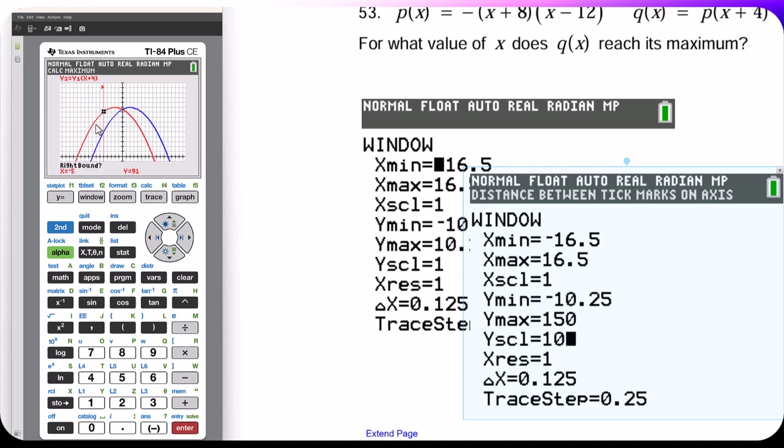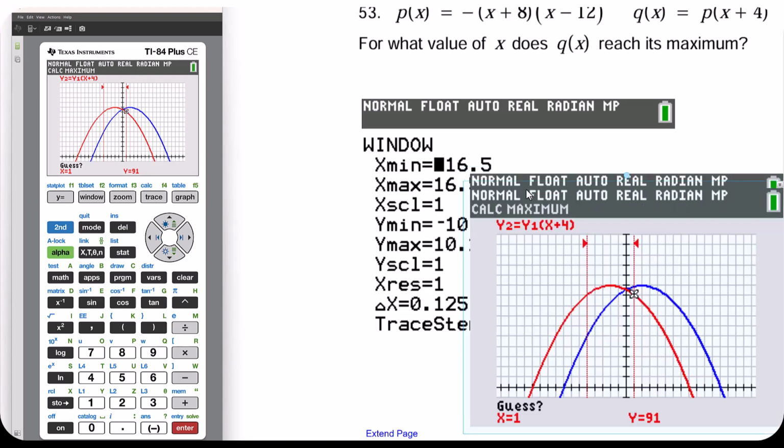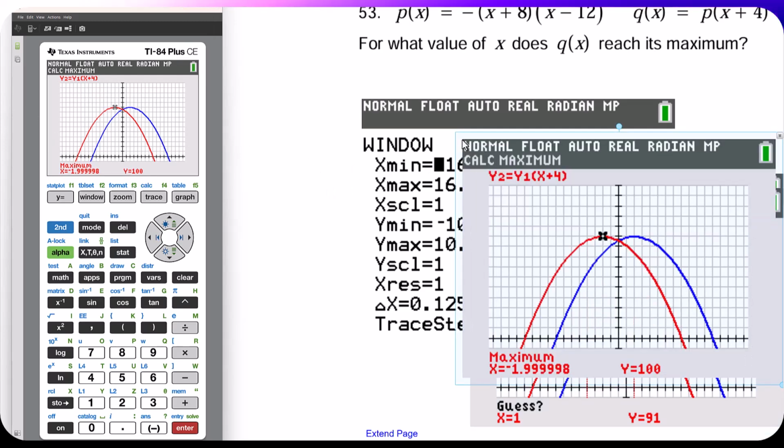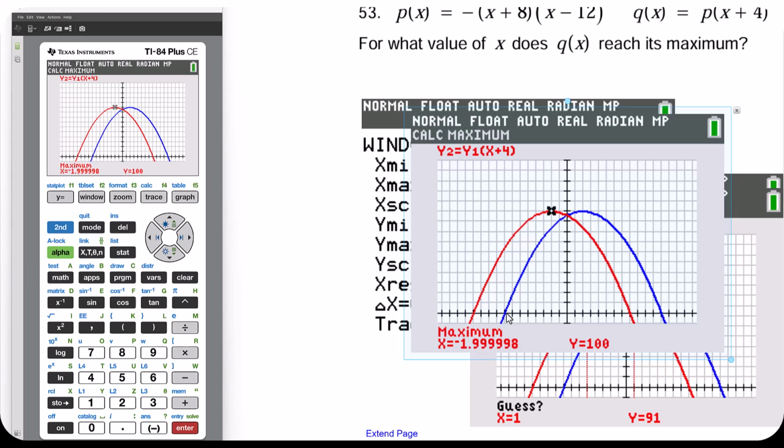And it puts a little boundary line there. It's asking for the right bound, and I think 0 or 1 might be a good one. I'll just type in 1 for the right bound. And then it asks for a guess, and the guess could be any number in between there. So you could guess 0, or you could just guess the last value, which was 1. So I'll just press enter. And you can see you're getting a maximum at x equals -1.9999, which for all practical purposes is -2, because this is an algorithm. It's not doing it algebraically. And the y coordinate is 100, okay? But the one we want is x equals -2.